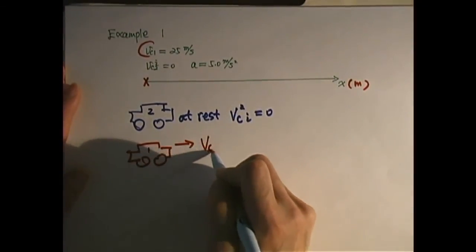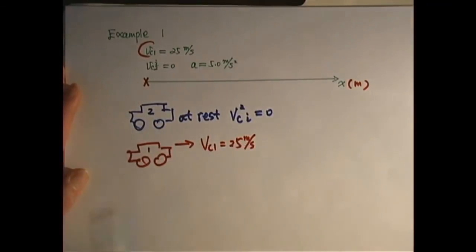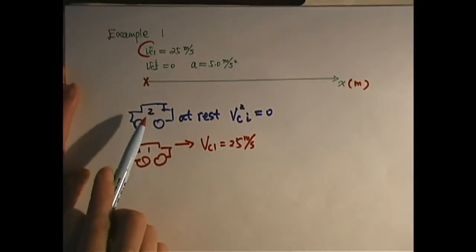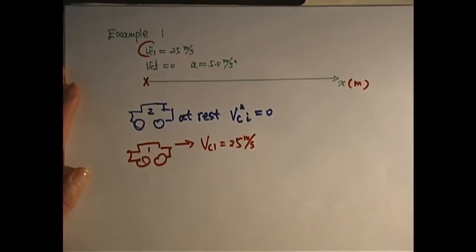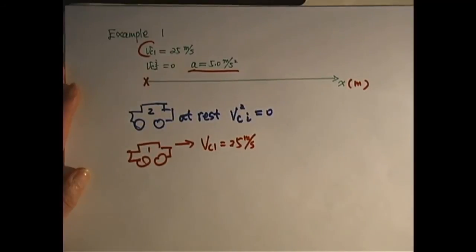So we say v car 1 equals 25 meters per second. It's constant speed. Okay. So when car 1 passes the position x equals 0, car 2 says, wait a minute, this is my friend. I need to catch him. So how does he do that? He has to accelerate. His car allows him to accelerate at 5.0 meters per second squared. What does that mean? That means every 1 second, this car will increase speed by 5 meters per second.